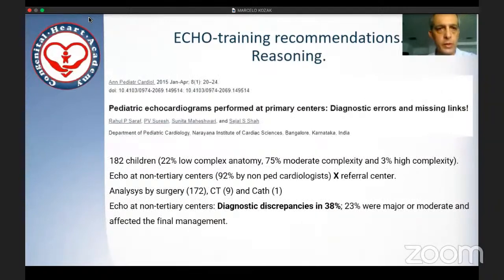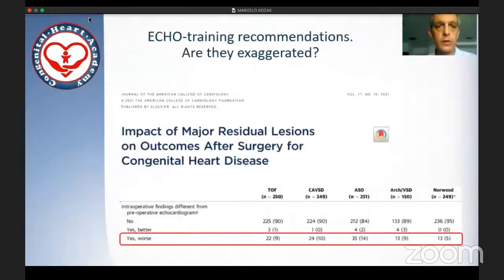This other paper was published in 2015, and it was carried out in India. They compared the pediatric echocardiograms performed at primary centers and at a referral center. They also found diagnostic discrepancies in 38% of the cases, which emphasized the need for specific training and hands-on experience with a lot of cases, complex cases included.